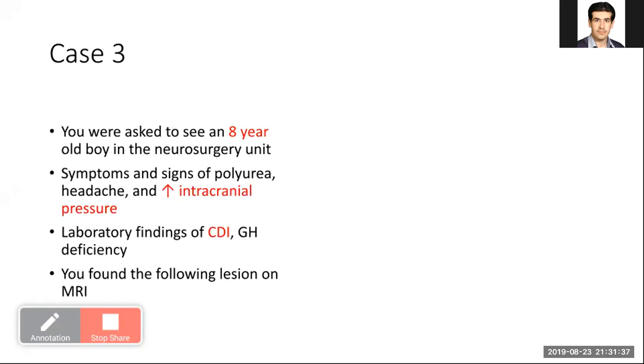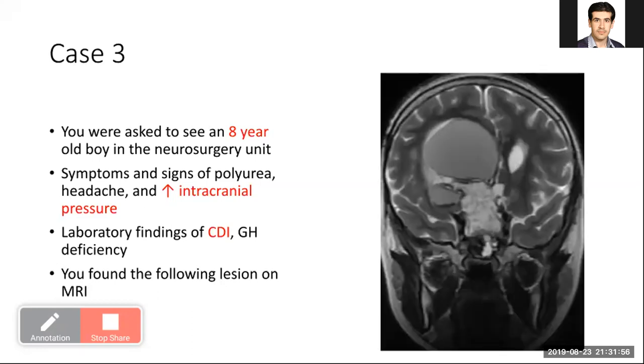Now, the third case: you were asked to see an 8-year-old boy in the neurosurgery unit. Symptoms and signs of polyuria, headache, and elevated intracranial pressure. Laboratory findings of central diabetes insipidus and growth hormone deficiency. You found the following lesion on MRI. What do you think? Craniopharyngioma with a cystic lesion.